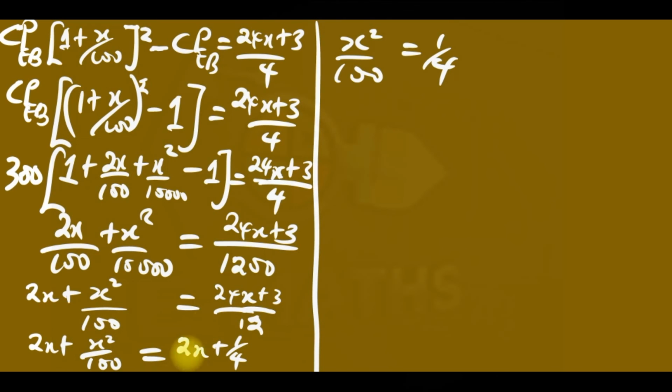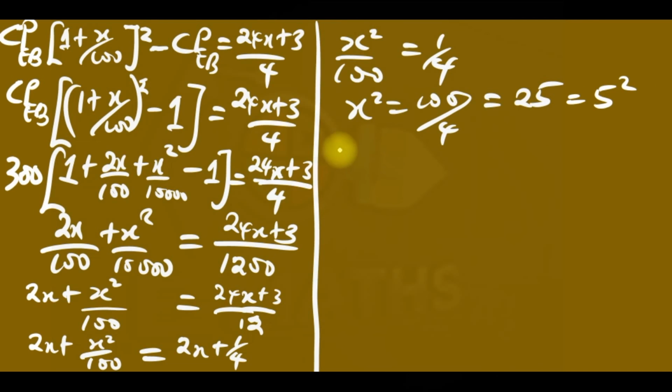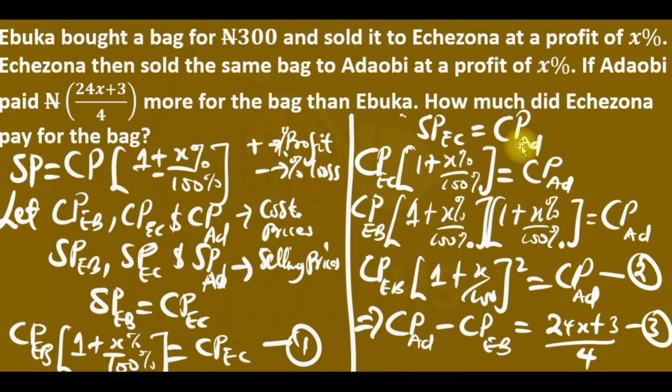So x squared is 100 over 4, which is 25, and 25 is 5 squared. Therefore x is 5. So the value of x is 5. But we are not asked to find x. We are asked to find how much Echezona paid, which is the cost price of Echezona, so we will use this.